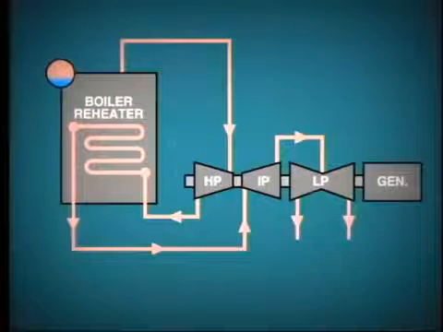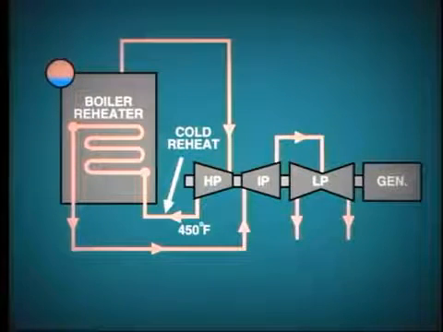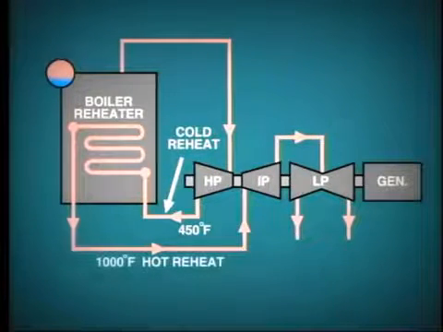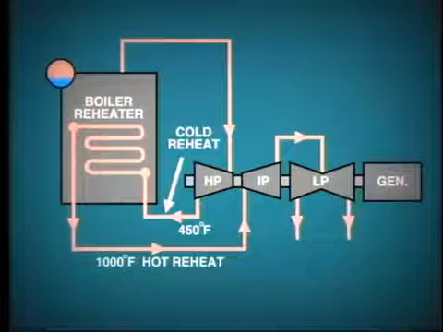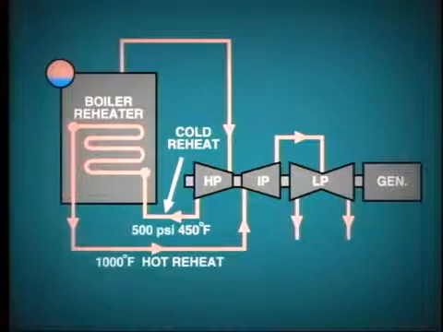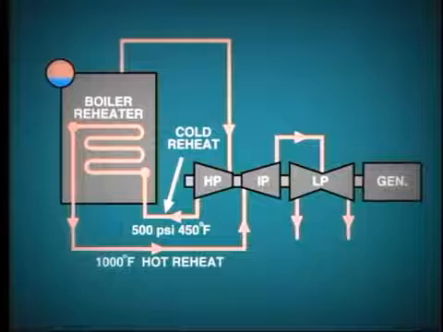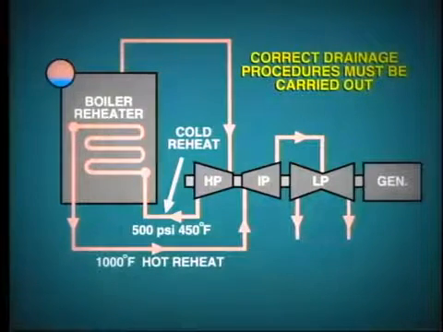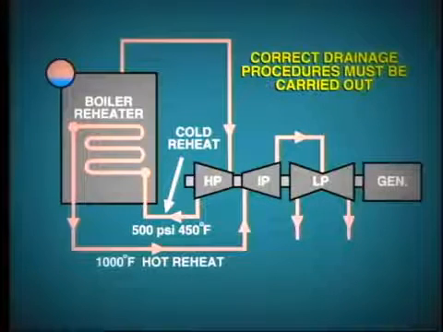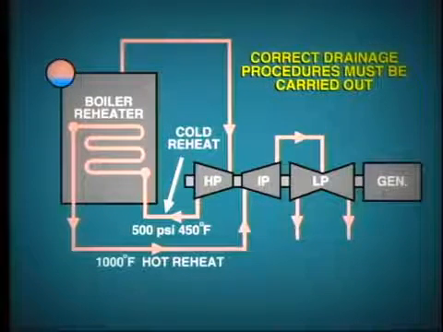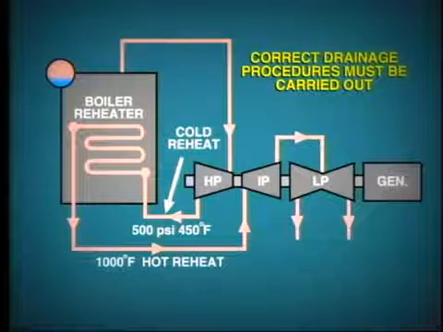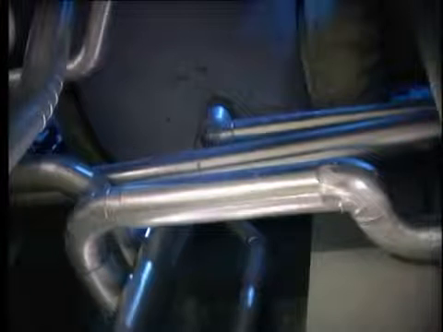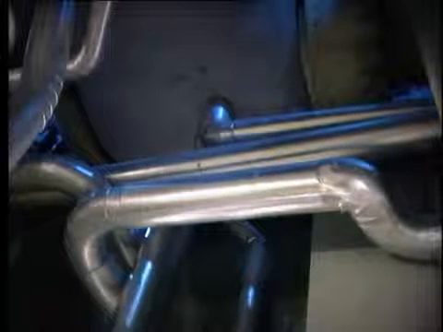The reheat piping system runs from the turbine back to the boiler and then once again returns to the turbine. This system operates at much lower pressure than the main steam, say 500 psi. In other respects, the pipework is similar, with high temperature insulation and accommodation for expansion. Care must also be taken that correct drainage procedures are carried out to prevent any possibility of water induction into the turbine during startup.